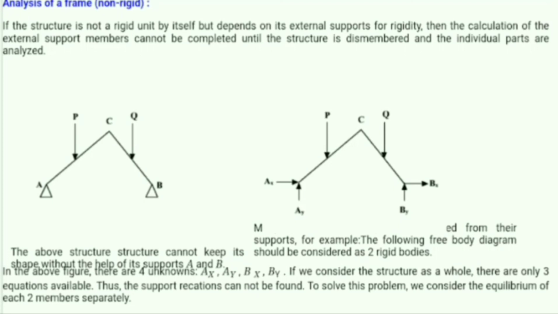Now, what is the change in this and the previous example that we have seen? As you can see from the free body diagram, there are hinge supports provided at A and B. So we have total 4 unknown, and we have only 3 conditions of equilibrium to analyze the frame.